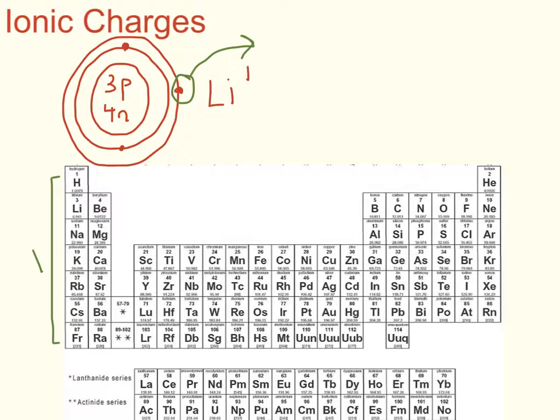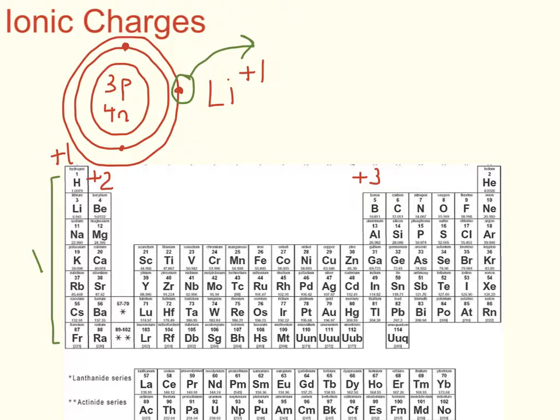And we talked about that in a previous chapter. That happens to all of the elements in column 1A. Lithium, sodium, potassium, rubidium, cesium, and francium will all lose their 1 valence electron and end up with a +1 charge. All of the elements in column 2A, beryllium, magnesium, calcium, strontium, barium, and radium, will all lose 2 valence electrons and have a +2 charge. Boron, aluminum, and so forth will lose 3 valence electrons for a +3 charge.